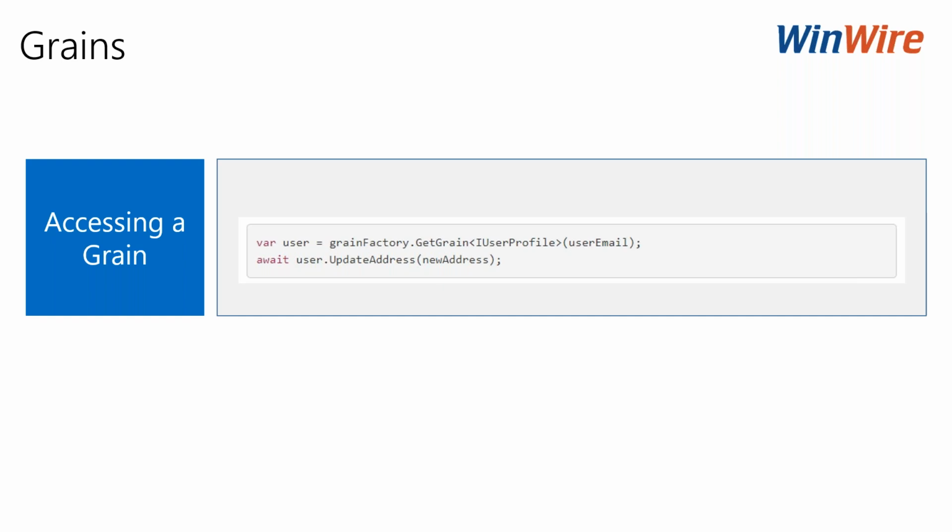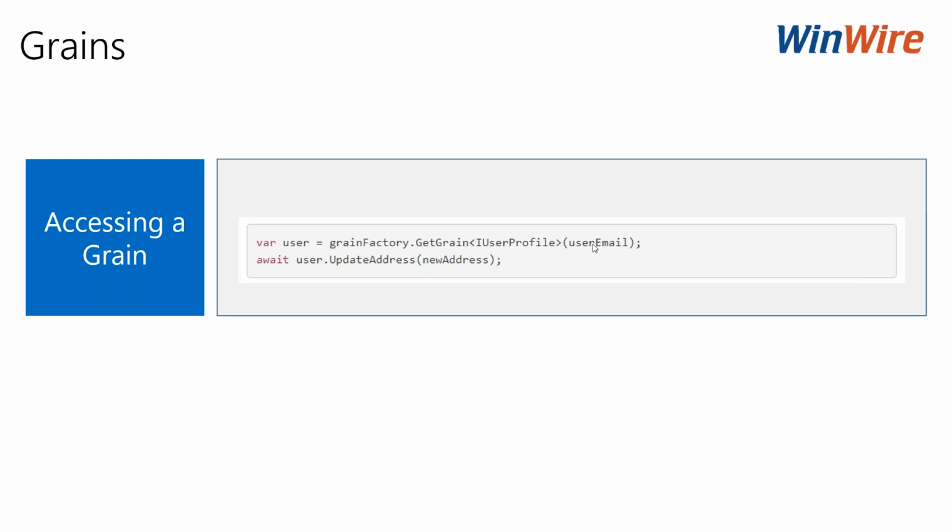Here we are getting the grain of a user type, say user profile. The interface is IUserProfile. You're telling the grain factory to fetch a grain of IUserProfile, and the key is the email address of the user. So if it's a string key, and that string is nothing but the email address for instantiating the user object, right? What I'll say is grain factory dot get me the grain of this particular email, right?